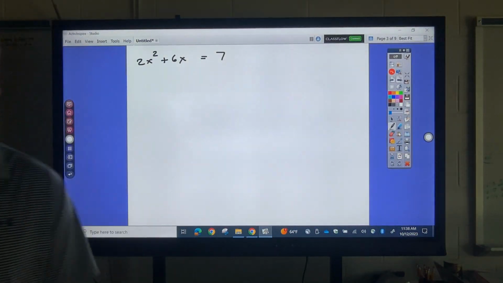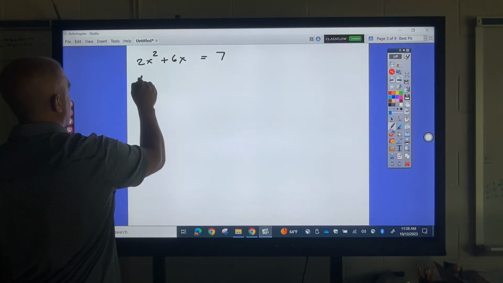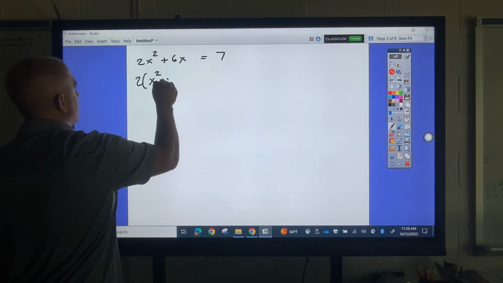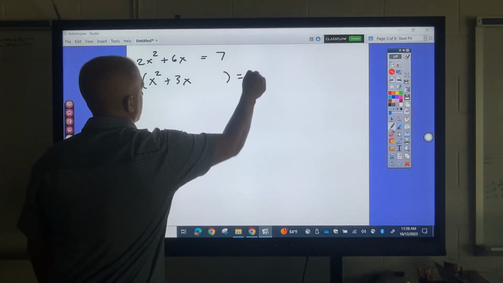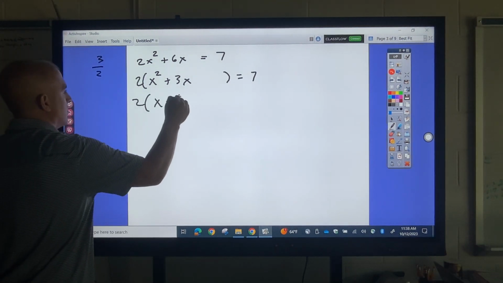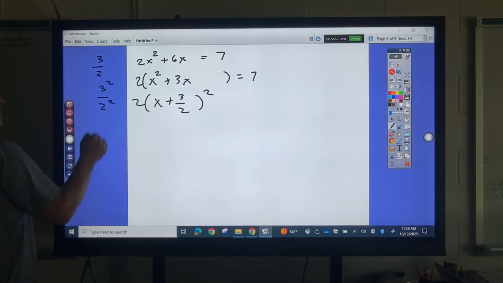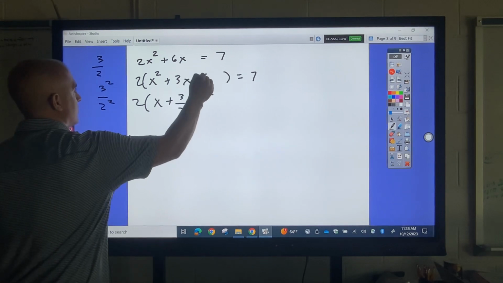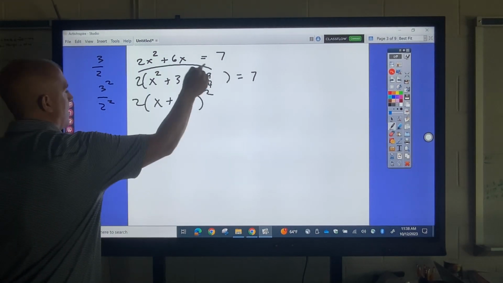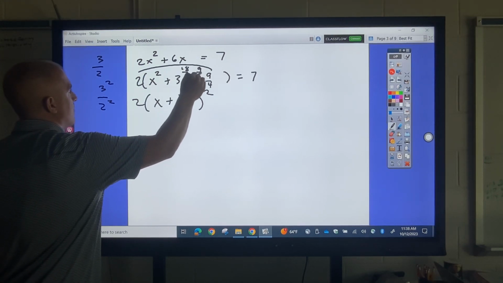All right, let's do another one. Start to get into fractions. That's already been moved for us. So what I'm going to do is take out the 2. That's x² + 3x. 3 divided by 2, 3 halves. 3 halves squared, real easy, square both. That would be 9/4. Okay, 2 times that, I want to multiply that. 2 times that would be 18 over 4, or reduced, 9 over 2.